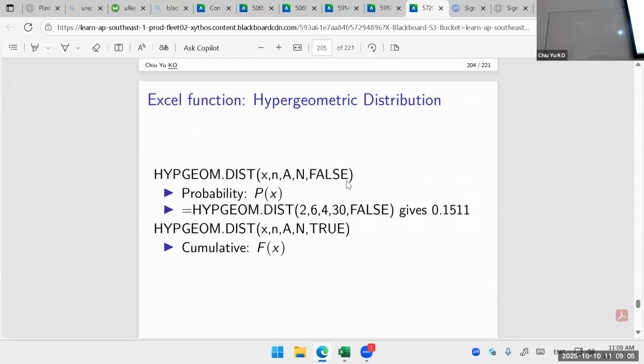So this is a question: in the warehouse, you have 30 items. Out of that, 4 are defective. You draw 6 items. You ask the probability that 2 of them are defective, right? So that is the example that we went over in class. Let's write that down.